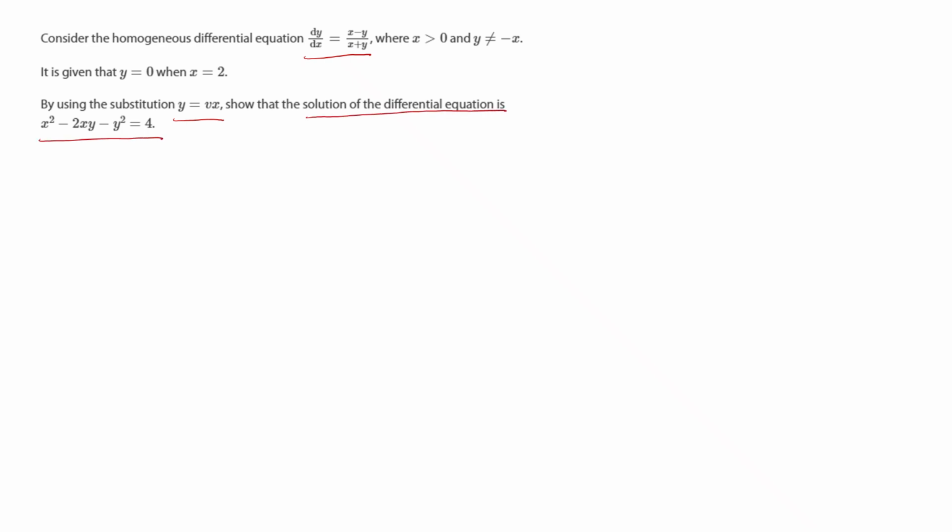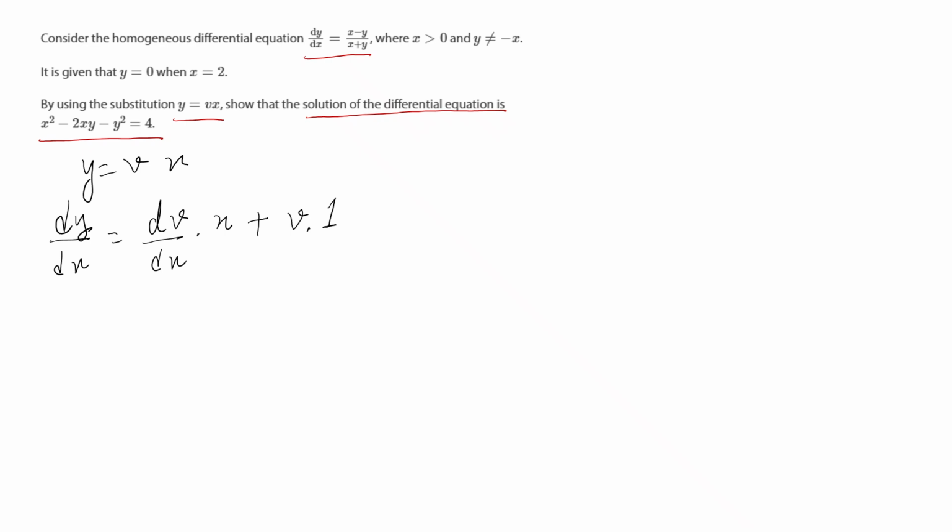So we will first start by taking the condition y is equal to vx. We have to differentiate both sides with respect to x. So if I differentiate, I will get this. I have to apply the product rule. So differentiation of v, taking x constant, and then taking v constant, we have to differentiate x. So its differentiation is 1.